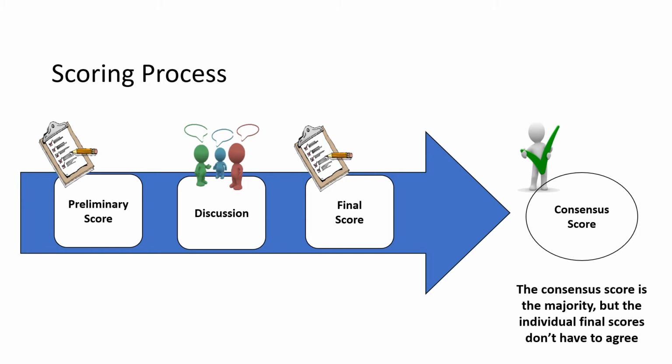For the scoring process, we send the reports out to all of our AWG members. They individually rate each of the 4 domains to give a preliminary score. Then we all get on a call and discuss everybody's scores. And then after that discussion, everyone provides a final score. And these final scores actually may still differ among the different members in the AWG. And of these final scores, we pick the majority, and that's the consensus score that's presented by the AWG. However, those individual final scores may disagree among the members of the AWG.